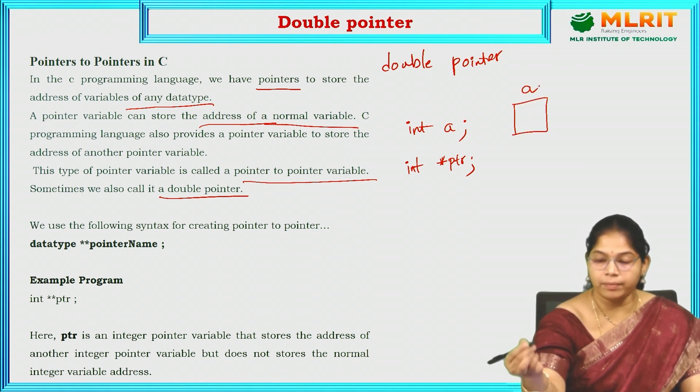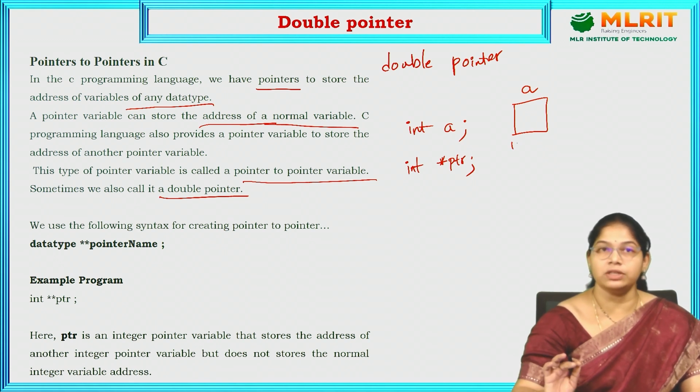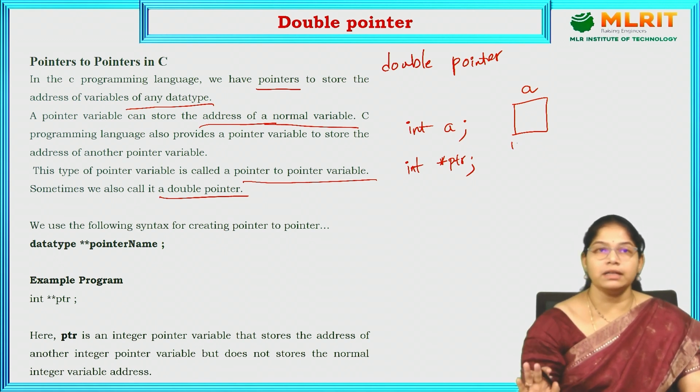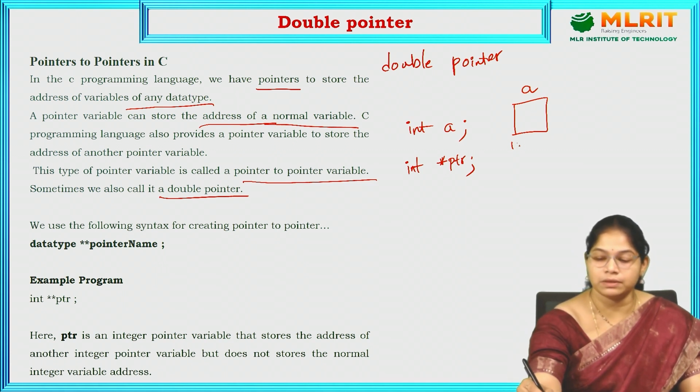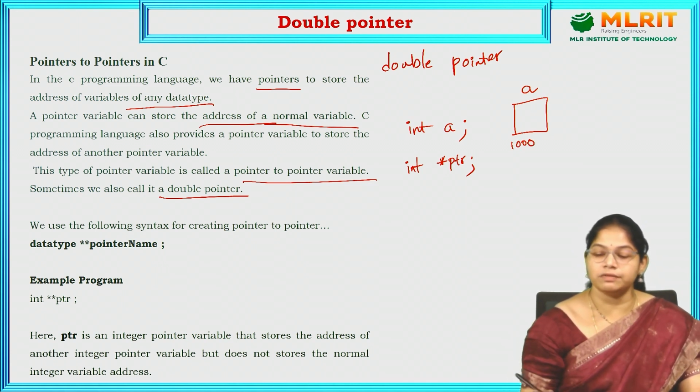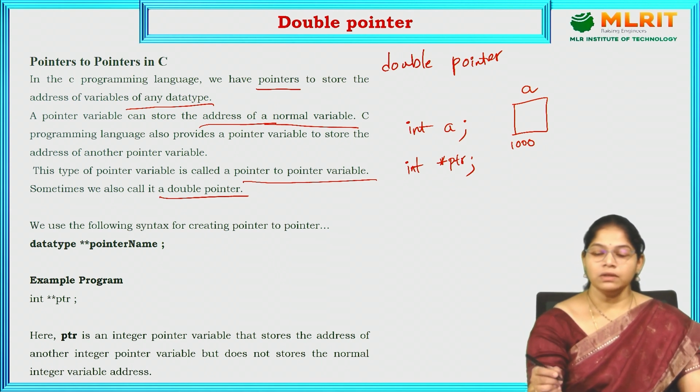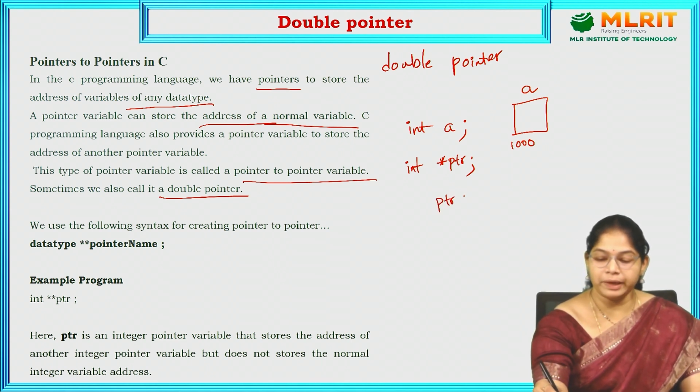This is A, which is of type integer. Here I did not initialize any value, so we may consider it as 0. It can hold a value 0 or a garbage value. The base address of this is 1000. So what is the purpose of PTR?